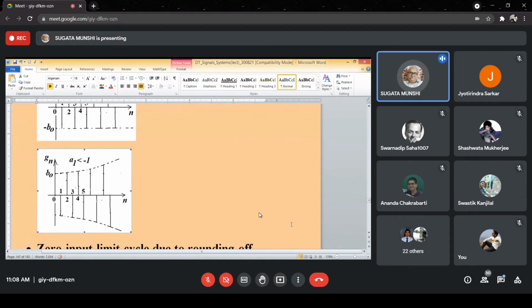Once you complete drawing these figures, I'll try to point out a certain very interesting effect: the interesting effect of the presence of a nonlinear element in the feedback path. Yes, sir, done.